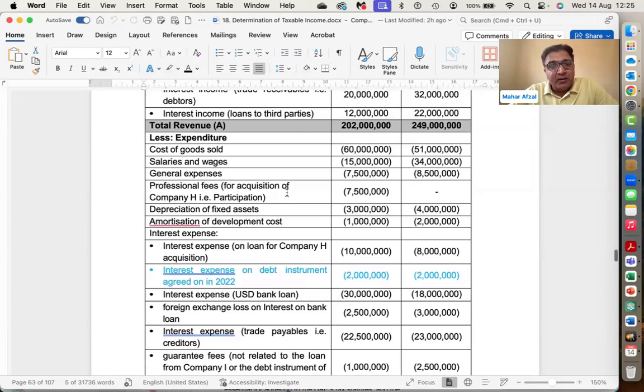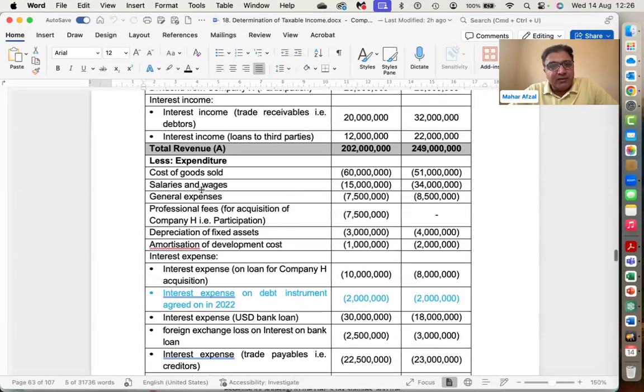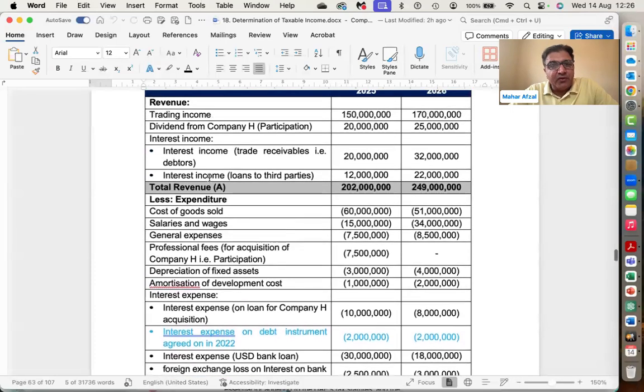Professional fee for acquisition of H. We are assuming that H meets all participation conditions, and once all participation conditions are met, any income will not be subject to tax, and losses will be allowed as well. So we should not claim this professional fee because it is directly related to your participation exemption. So I'm adding it back, 7500. General expenses are fine, salaries and wages are fine, cost of goods sold is fine.